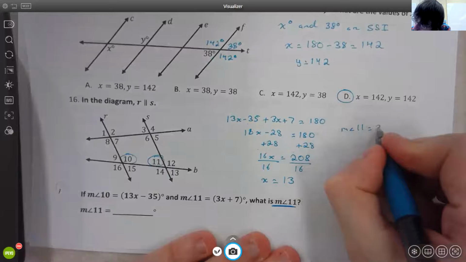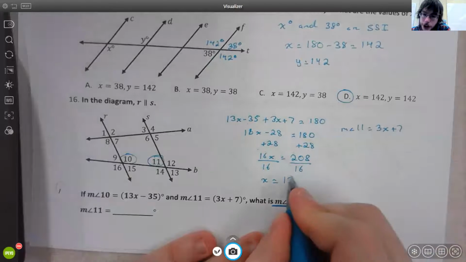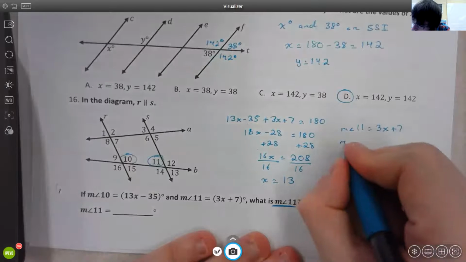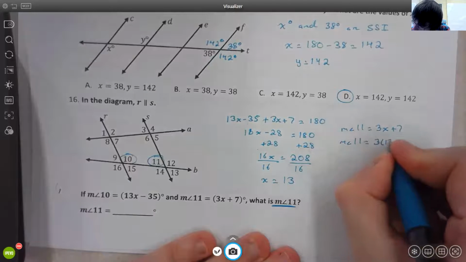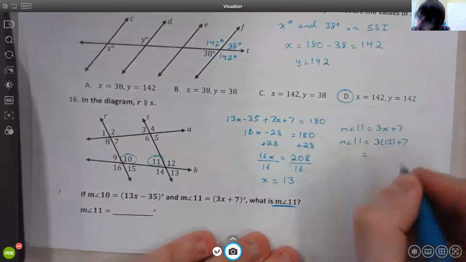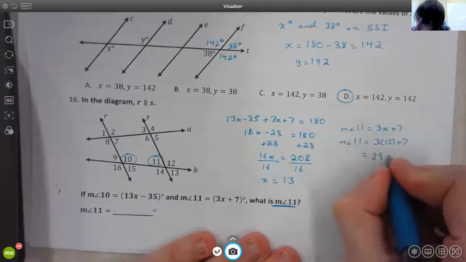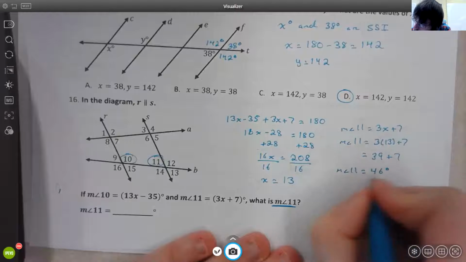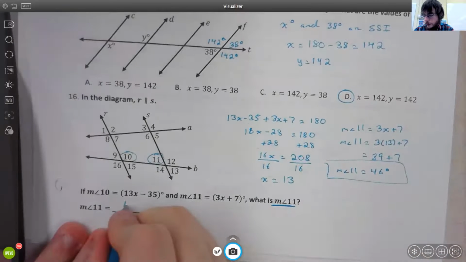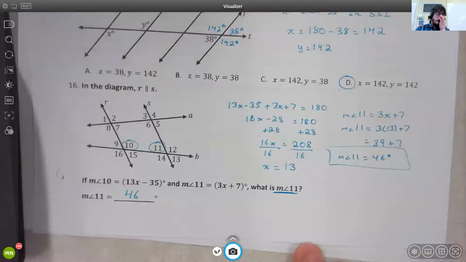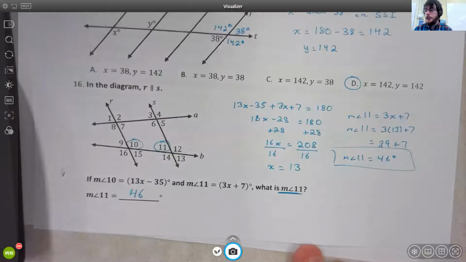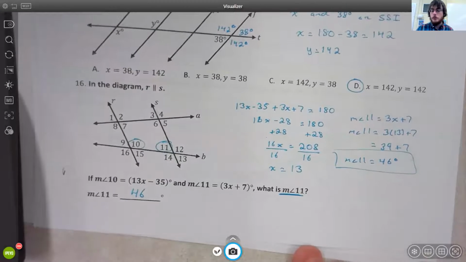is equal to 3x plus 7. And that x value we just got, we're going to have to plug in here. Okay? So the measure of angle 11 has to equal 3 times 13 plus 7. 3 times 13 is 39 plus 7. So that means the measure of angle 11 is equal to 46 degrees. And on a quiz or a test, if I do it online, normally you just have to type in the number. So you just type in 46 and leave off the degrees. All right, next one, number 17.